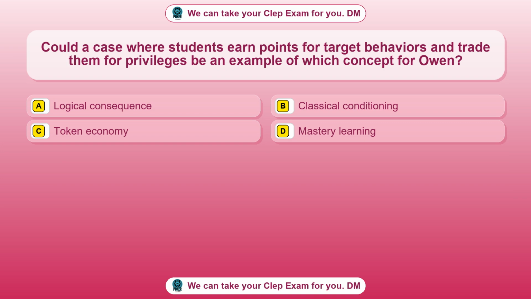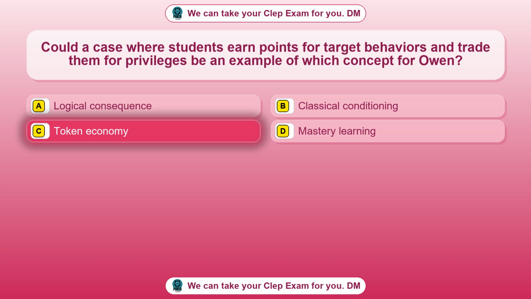Question 72. Could a case where students earn points for target behaviors and trade them for privileges be an example of which concept for Owen? Option A, logical consequence. Option B, classical conditioning. Option C, token economy. Option D, mastery learning. The correct answer is option C, token economy.